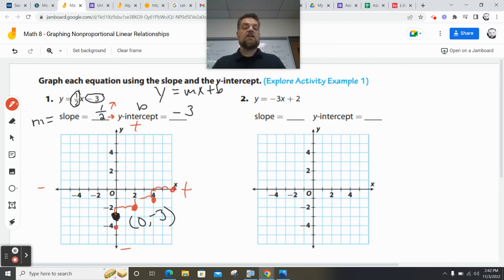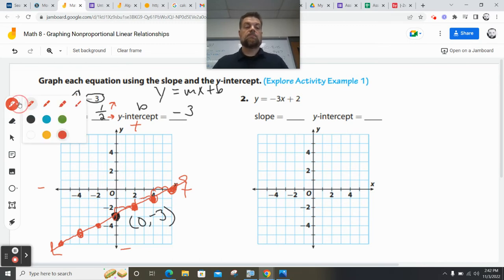And we could go backwards. I can go down 1 and to the left 2, down 1 and to the left 2. Draw my line through the dots. And if your line's a little bit off, just put bigger dots, right? All right, that's that one.